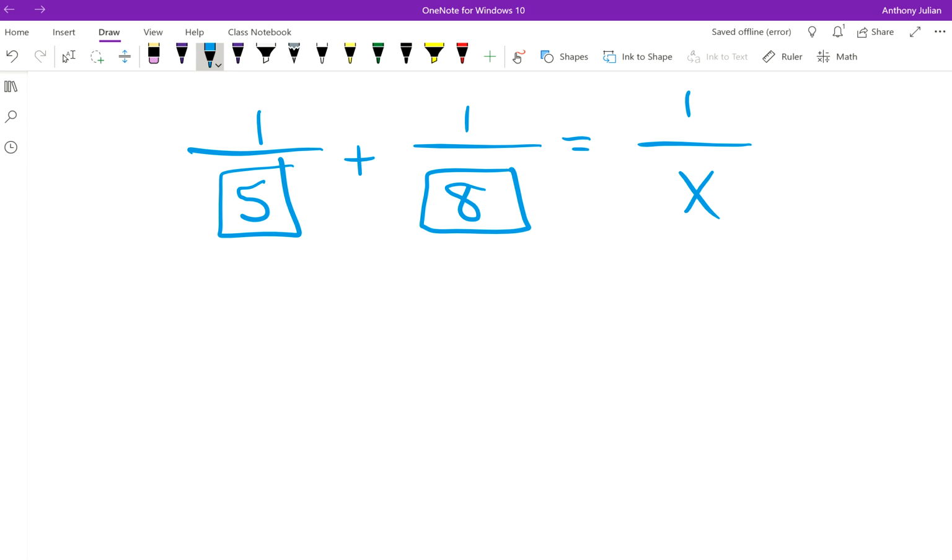I'll get my denominators to be the same again. So that means 8x top and bottom. This one would be 5x top and bottom. And over here it would be 40 and 40, 40 over 40, because I've got the x here. And so all my denominators are 40x.